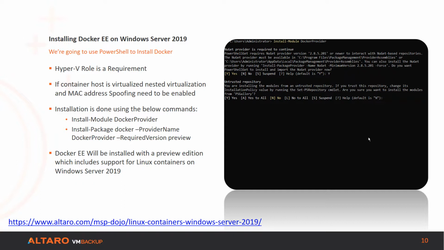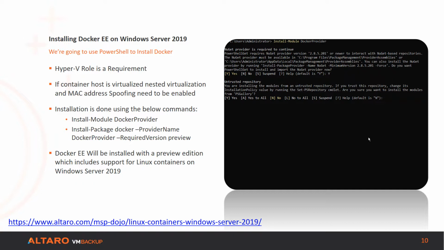The actual installation is done by using the commands below. We're using NuGet and PowerShellGet inside of PowerShell. The first thing we need to do is install a NuGet provider, and the provider is what we're going to use to actually install the preview version of Docker. So just two simple commands here. You can see in the screenshot on the right-hand side what they look like.